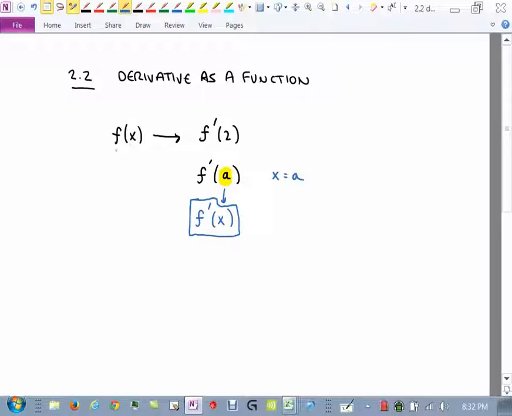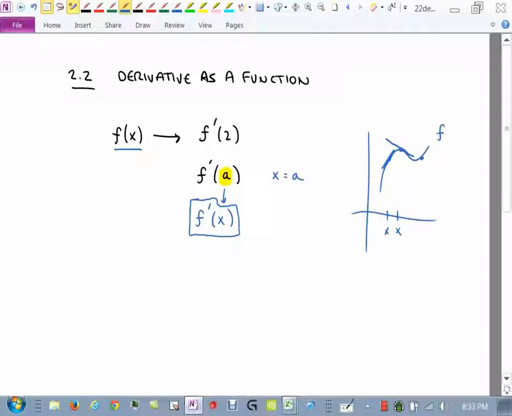So draw a graph. Here's our function f. Pick some arbitrary point. We call it x instead. And then this gives us the slope there. Now, what we can see is that no matter what x we pick, we always have some numerical answer. We have some slope, okay?